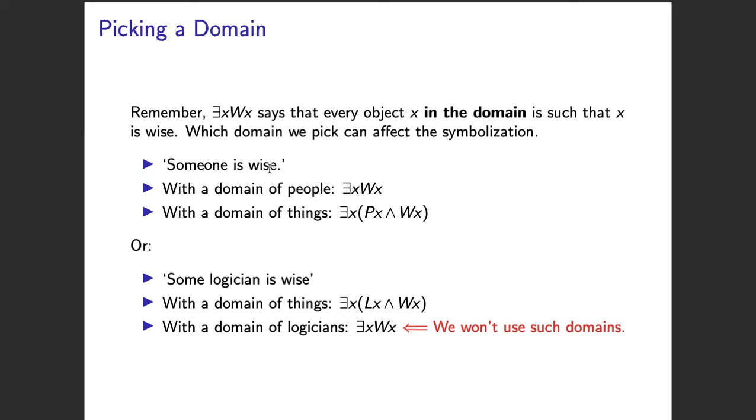Right, so again, here with someone is wise, we have a choice. We could use a domain of people and symbolize it like this, or a domain of things, but then we would have to symbolize it like this and make the restriction to people explicit. With some logician is wise, since it's not a someone or everyone or no one sentence, we're just going to use a domain of things and symbolize all the predicates explicitly. We're not going to be doing things like what you see down here, where you would have a domain that just contains logicians.